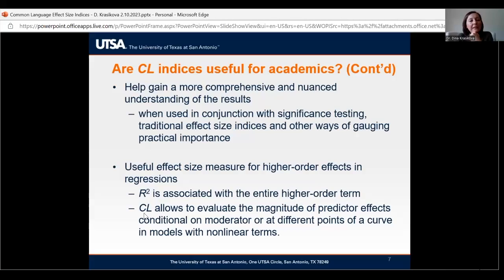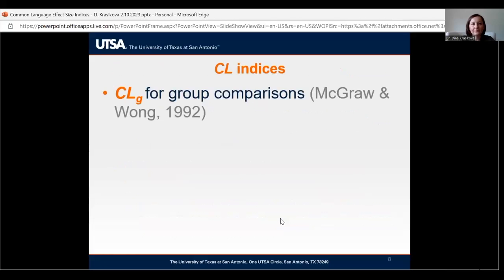So CL indices can be used to look at how the magnitude of predictor effects changes across values of a moderator in regressions with interaction terms. And they can also be used to see how the effect of a predictor changes along the curve in regressions with nonlinear terms. Currently, we don't really have an effect size index that can be used to assess the practical importance of simple slopes, the effects that are captured by simple slopes.